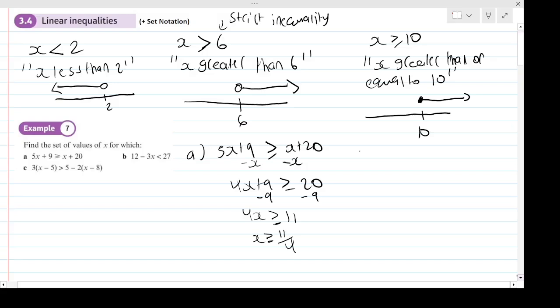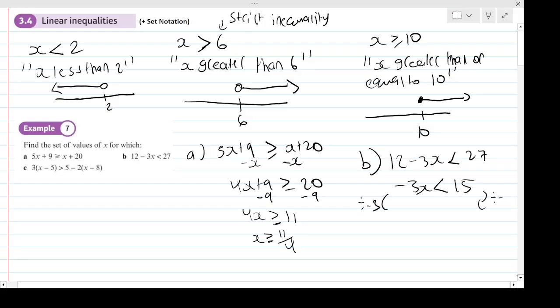Let's have a look at part B. Then it's saying 12 minus 3x is less than 27. Okay, so I want x on its own. So if I subtract 12 from both sides, I get minus 3x is less than 27 minus 12, which should be 15. Cool. Okay, but then I want to divide by minus 3, right? To get just x on its own.